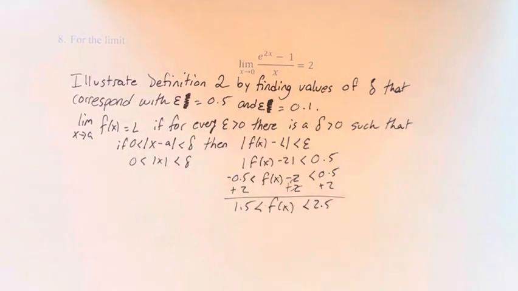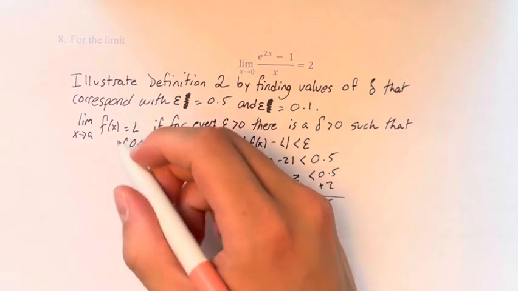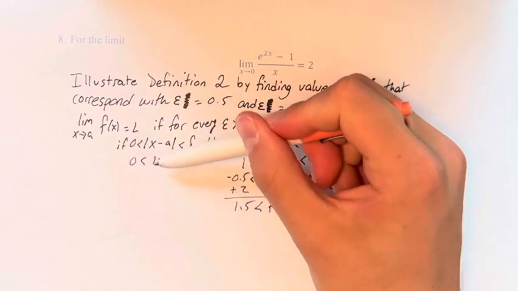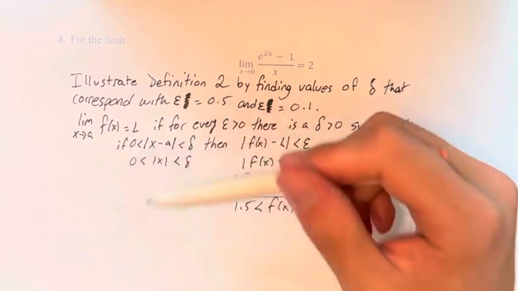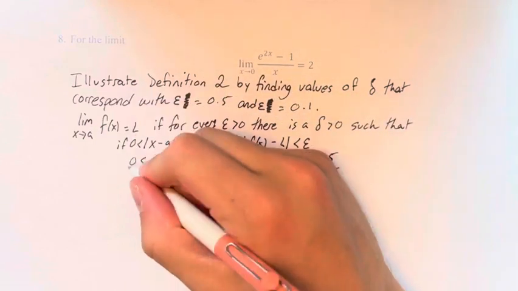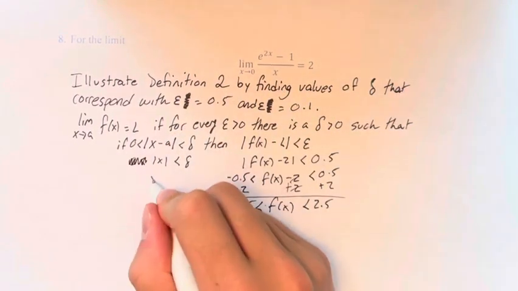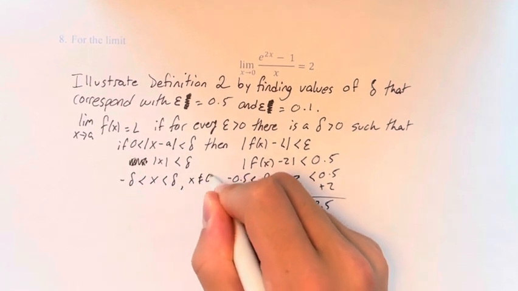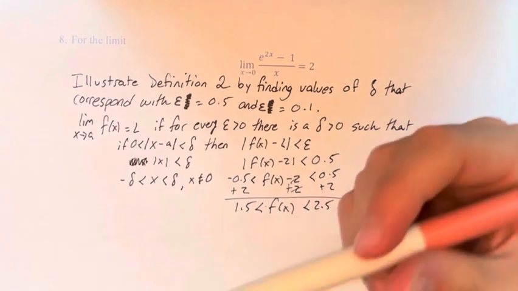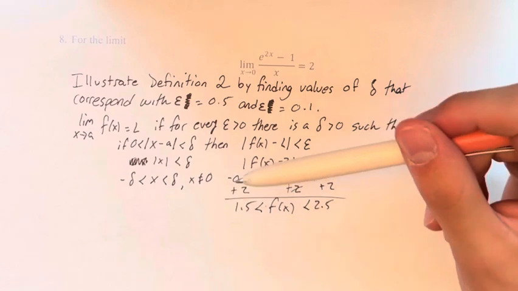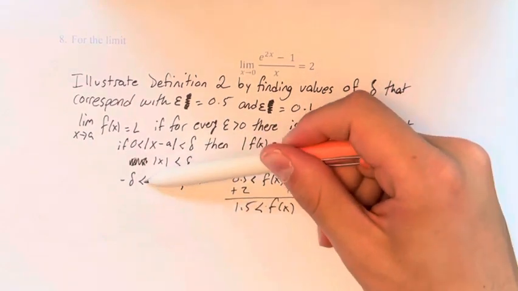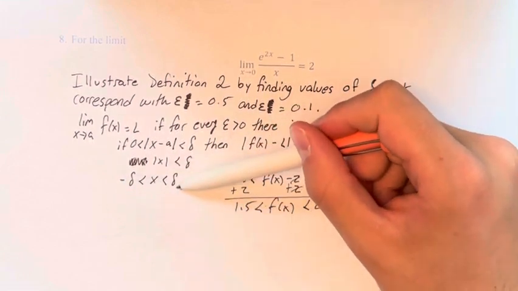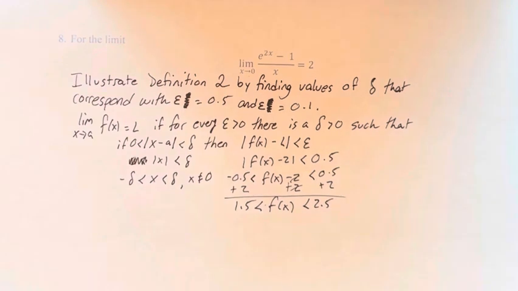So this is a little bit more confusing of an inequality to solve. But if we ignore this 0 for a second, because the only way the absolute value of x would not be greater than 0 is if it were equal to 0, we can basically say that x is less than delta and greater than negative delta, with the caveat that x is not equal to 0. So we need to find values of x that are between a certain set of values that correspond with f(x) being between 1.5 and 2.5.